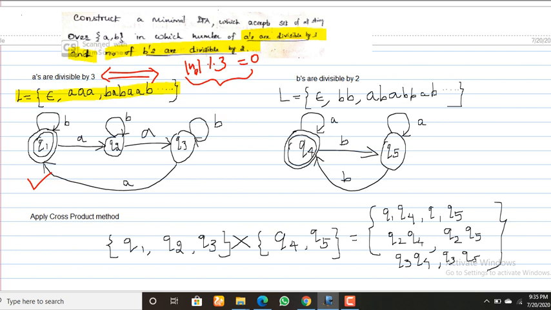This is the case for B's divisible by 3. So this is the language, equivalent to the number of B's modulo 2 equal to 0. For this case also you should start with epsilon, so I make my first state both the starting state and the final state. This is the case for epsilon.